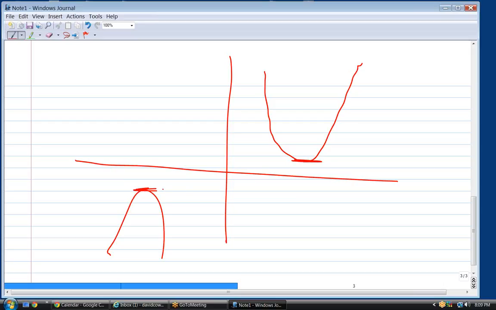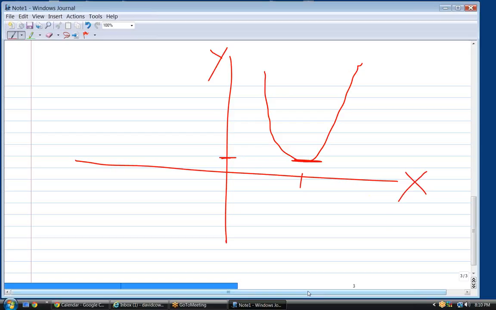So the vertex is the key. Oh, just the vertex, isn't it? It's just the vertex. The y-coordinate of the vertex is the minimum in this case. And the x-coordinate of that vertex would be where the minimum occurs. In other words, this is the y-axis, this is the x-axis.